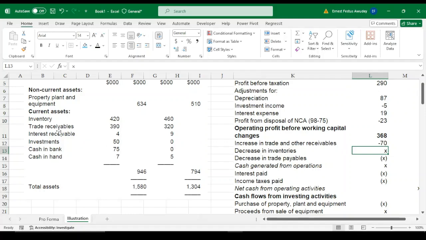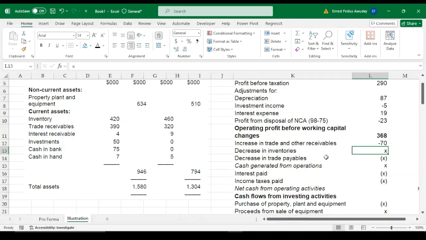Then we have inventories. So let's look at our inventories. Is it increasing or decreasing? This is what we have at the beginning of the period, and this is what we have at the end. And this is a decrease in inventory. Now, whenever there's a decrease in inventory, it means we are selling our inventories for cash. So it means our cash has also increased. So it's an inflow to us.